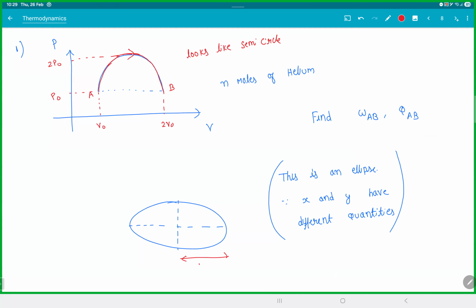A is your semi-major axis, B is your semi-minor axis. Area will be pi AB. You will need this. Now get it: find the work done from A to B and find the heat from A to B.